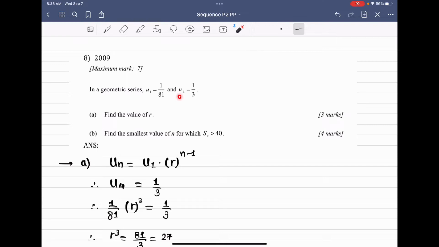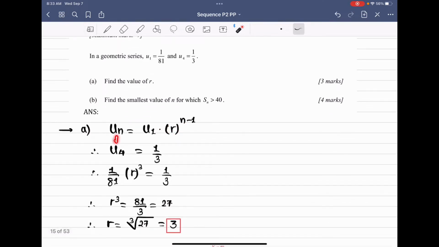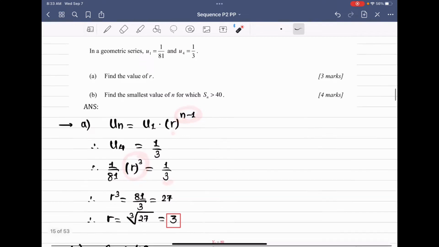So I will use this condition, u4 is equal to 1 over 3. u4, that is a term formula in geometrics, that is un is equal to u1, which is first term, times r raised to n minus 1. I am purposely writing r in a bracket. Below un I am writing u4, so this gives me n is 4, so this is my 4 minus 1, which is 3, which is given. Now u4 is given as 1 by 3, u1 is given as 1 over 81 times r raised to 4 minus 1, which is 3, is equal to 1 by 3.